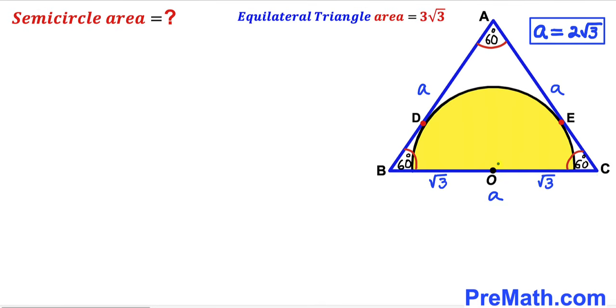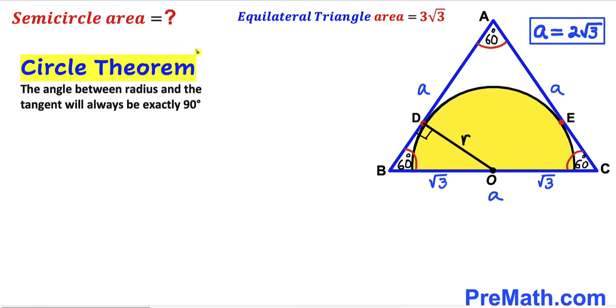And now in this next step I am going to connect this center O with this point of tangency D, as you can see in this next step. And now let's make an observation. We can see that this OD length is our radius of this semicircle. So I'm going to label that one as lowercase r. And now our task is to find the value of this radius lowercase r.